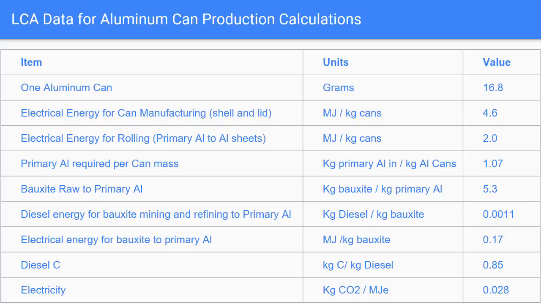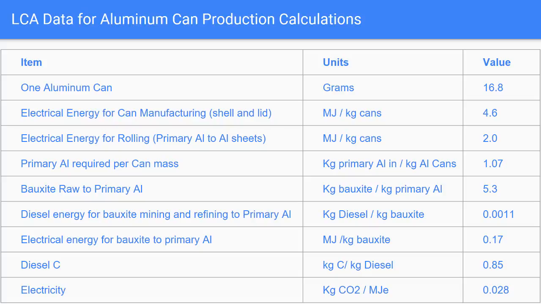0.0011 kilograms of diesel per kilogram of bauxite. And the electrical energy for transferring bauxite ore to primary aluminum ready for manufacturing is measured in megajoules of energy per kilogram of bauxite and has a value of 0.17. The diesel carbon required for this process is measured in kilograms of carbon per kilogram of diesel and has a value of 0.85. The electricity is measured in kilograms of CO2 per megajoule and has a value of 0.28.